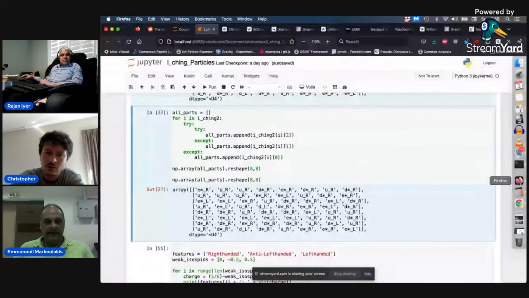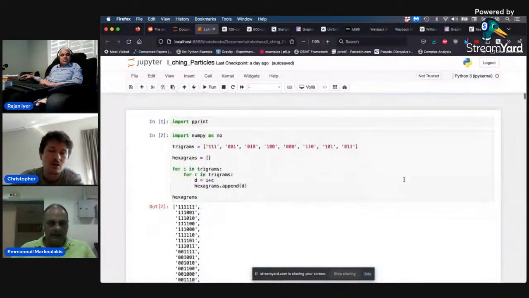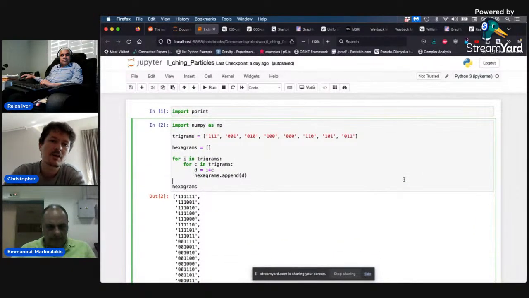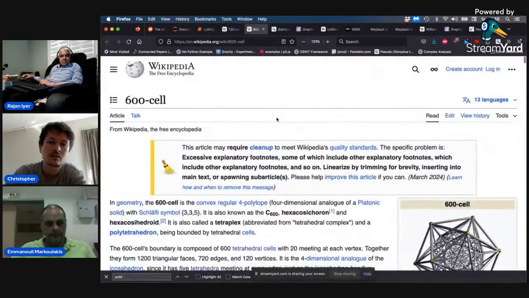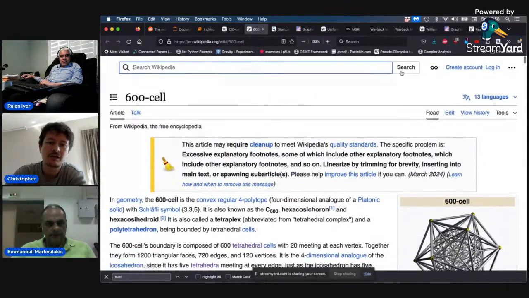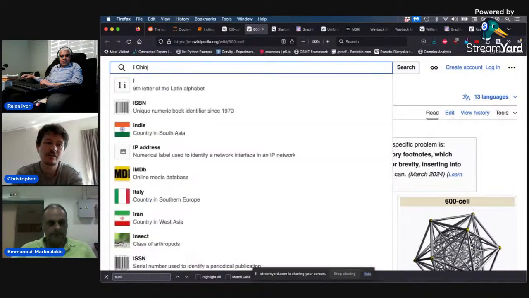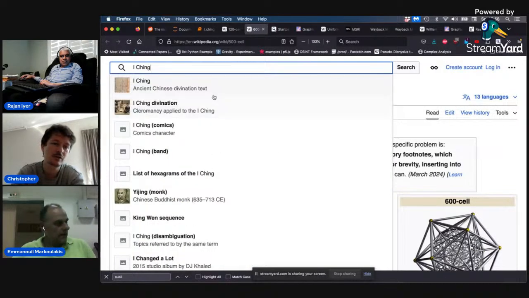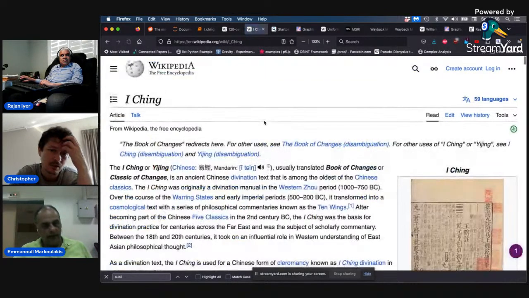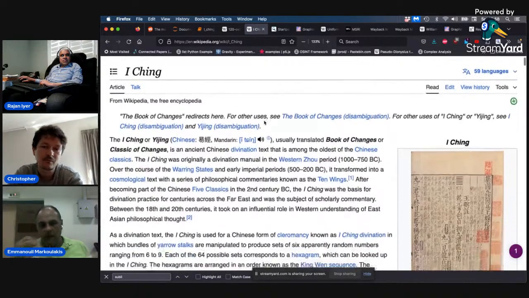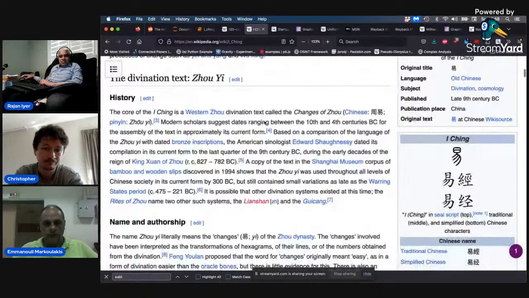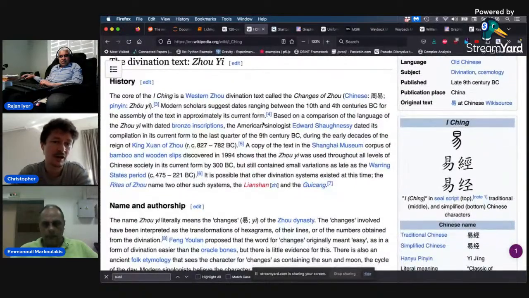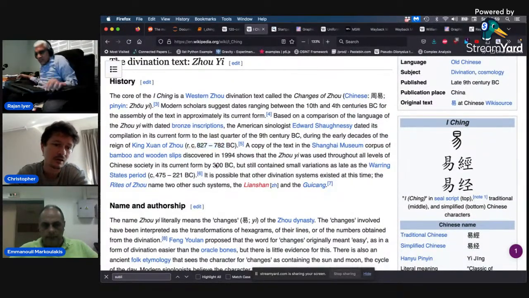I'll just set this up first. I don't really have an awful lot. I suppose if we use Wikipedia to search up the I Ching, it would be the most expedient way of getting into the topic. So as it says here, it's a system of divination. I'm not sure how far it goes back, but it's obviously quite old.